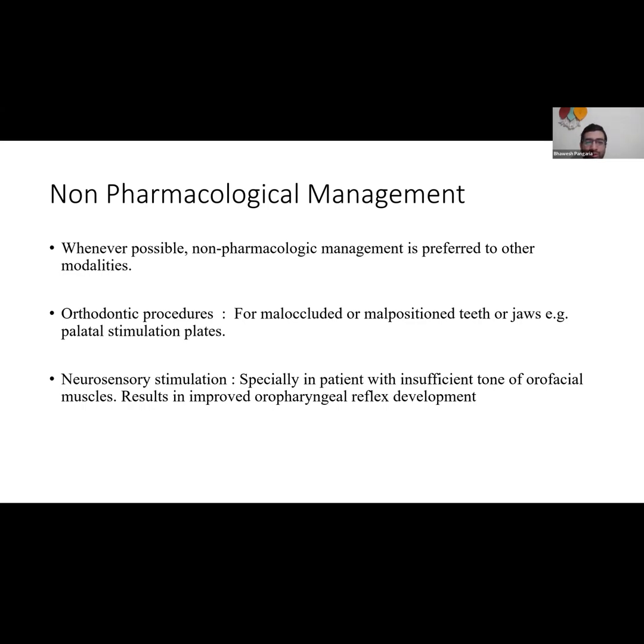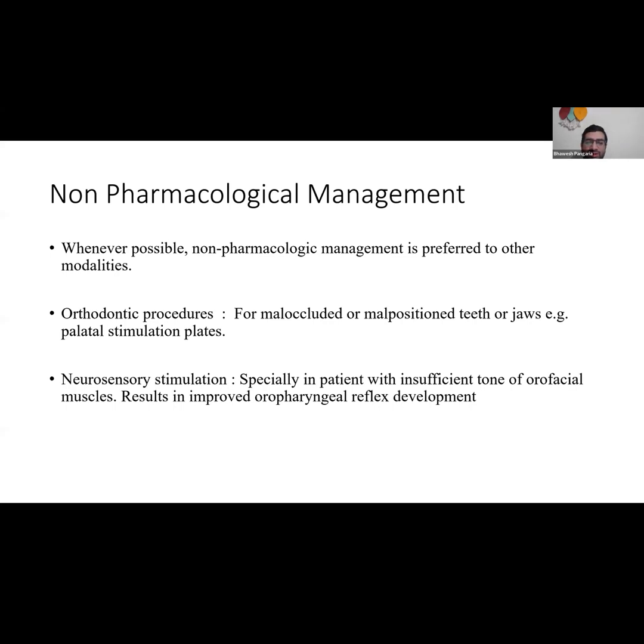For orthodontic procedures for maloccluded or malpositioned teeth or jaw, palatal stimulation plates can be used. The palatal stimulation plates have wired electric impulses which are attached to the soft palate, and they induce the swallowing reflex. So by inducing the swallowing reflex, they can prevent sialorrhea.